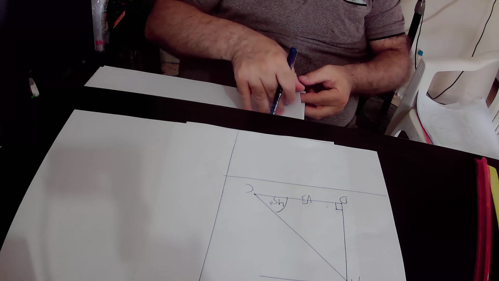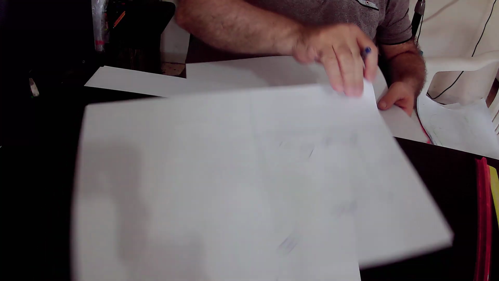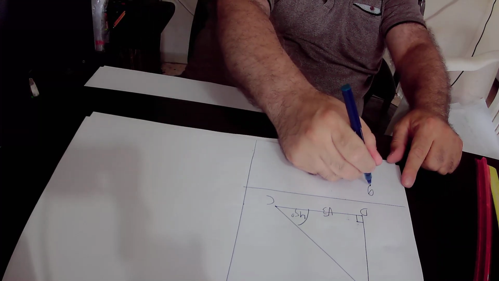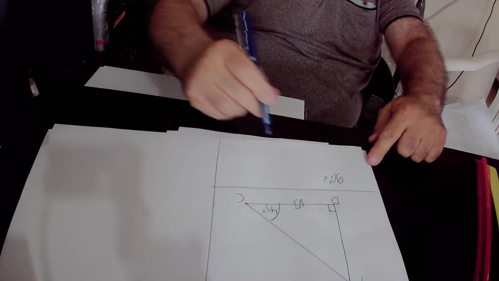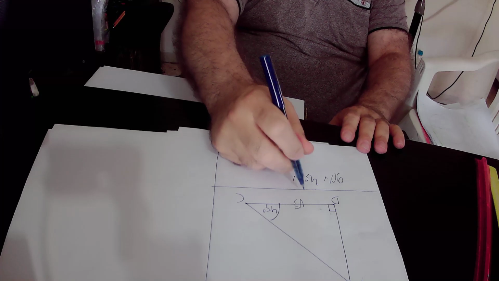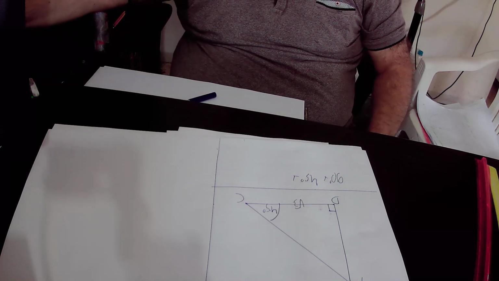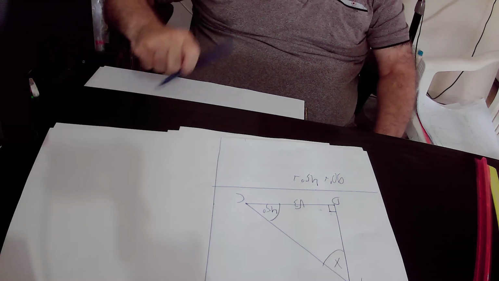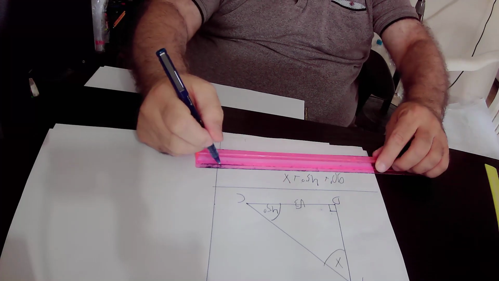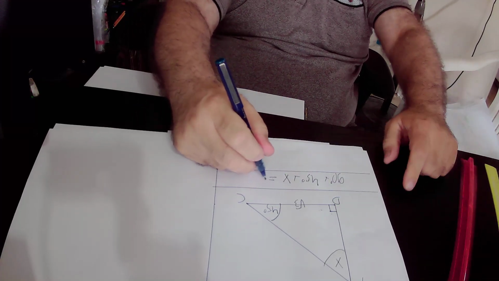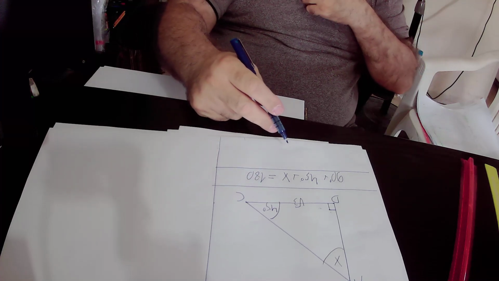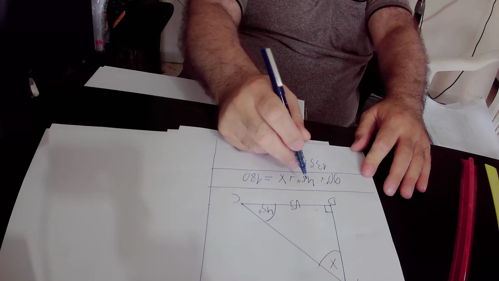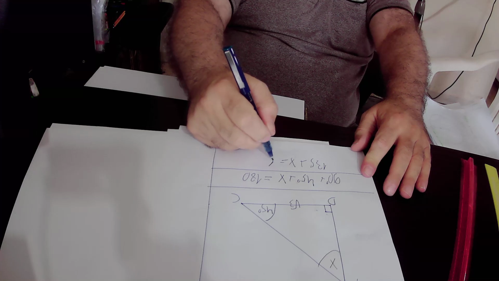We have this angle that is equal to 90 degrees, plus this angle that is equal to 45 degrees, plus this angle that we will define as angle X. In total, the sum of those three angles must be equal to 180 degrees. 90 degrees plus 45 degrees is 135 degrees, plus angle X.